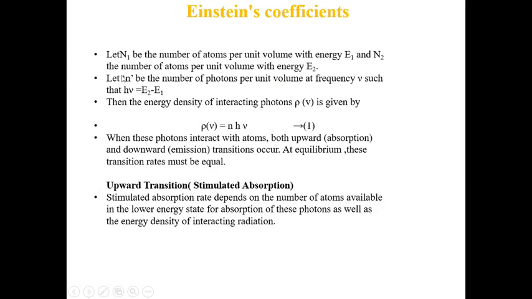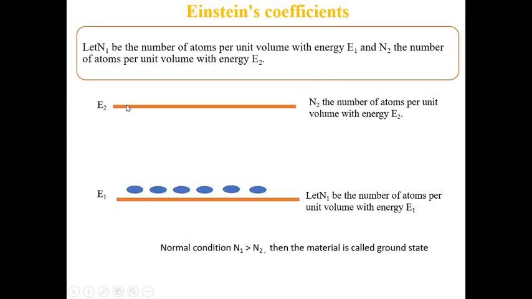Next, n2 is the number of atoms per unit volume with energy state E2. You can also see that this is the energy level E2, where n2 number of atoms are present per unit volume in this energy state, that is the E2 energy state.